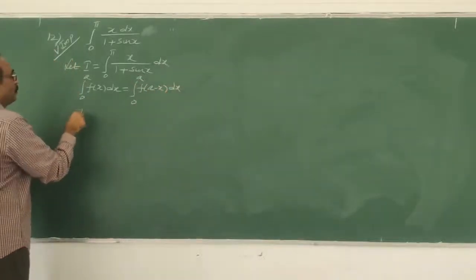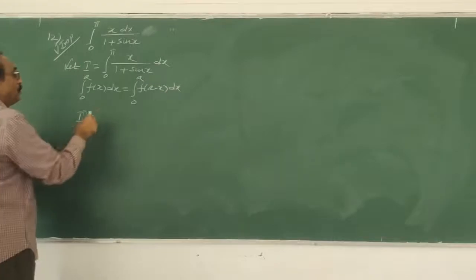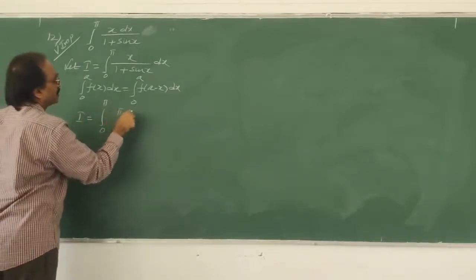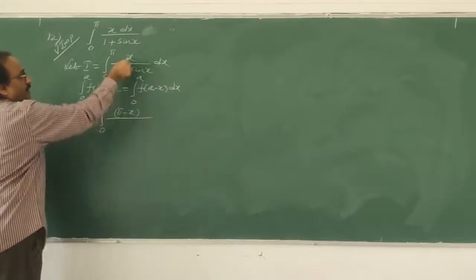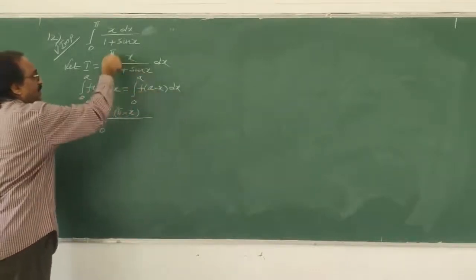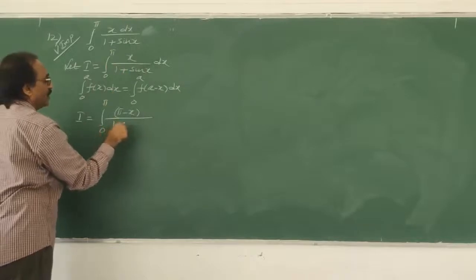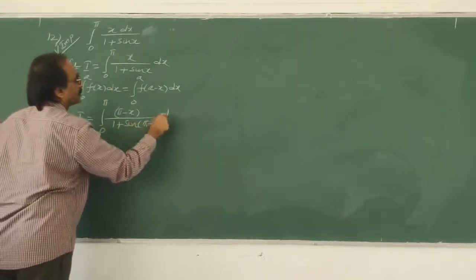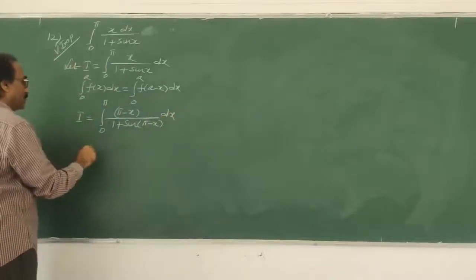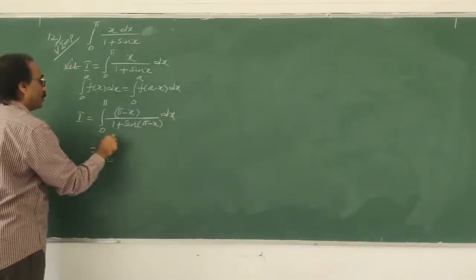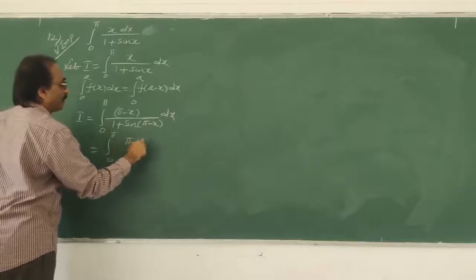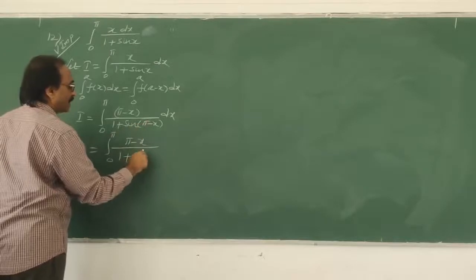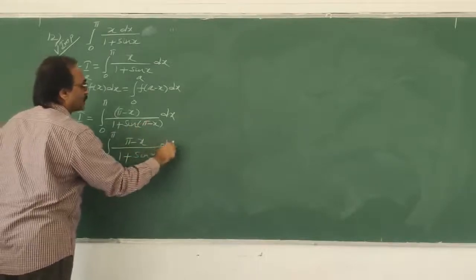So I is equal to the integral from 0 to pi of pi minus x. Wherever x is there, put a minus x; here a means pi. So pi minus x by 1 plus sine of pi minus x dx. That is equal to the integral from 0 to pi of pi minus x by 1 plus sine of 180 minus theta, which is in the second quadrant where sine is positive, so sine x dx.